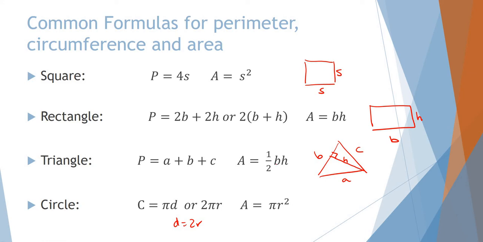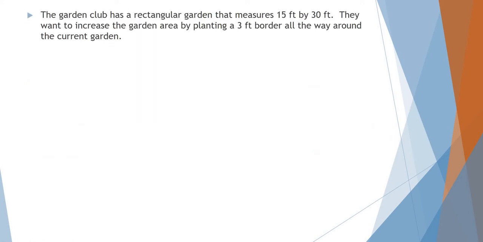These are all formulas you should have seen before, and these are all formulas I would expect you to know for a quiz or test. So let's apply some of this together. The garden club has a rectangular garden that measures 15 feet by 30 feet. They want to increase the garden area by planting a 3-foot border all the way around the current garden.